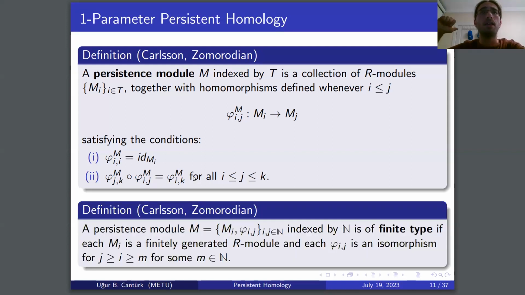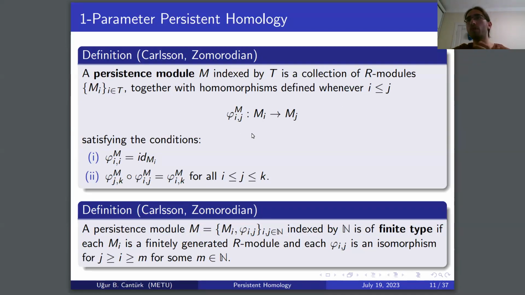We can consider a class of persistent modules called finite type, which has this property: each M sub i is a finitely generated R-module, and each map phi from i to j is an isomorphism after some m. So there exists an m such that if we pass through that m, the induced homomorphisms are isomorphisms. This is a part of our general persistent modules.